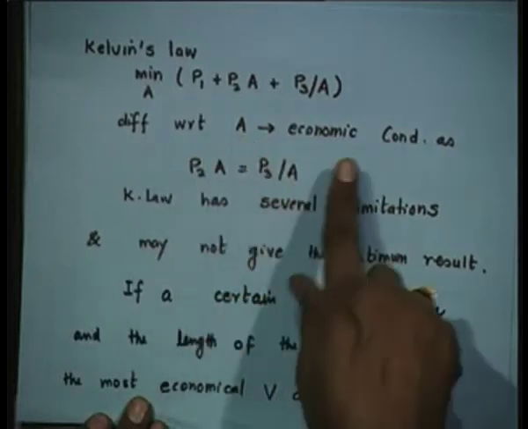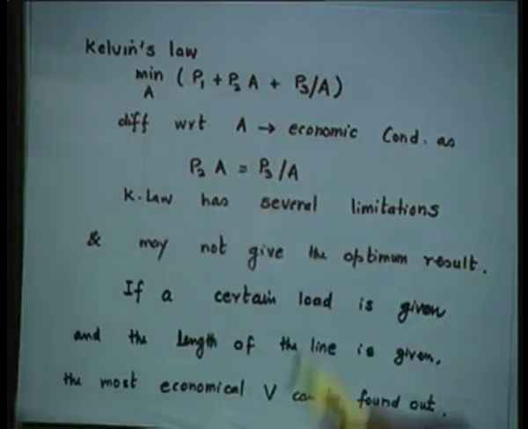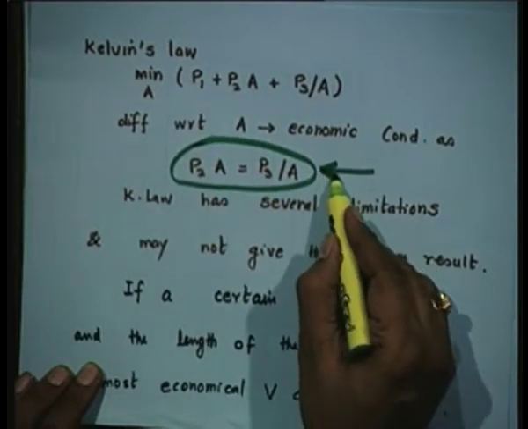The method which we are following here is an age old method of calculus, that the first derivative should be 0, and that will give you optima. And if you have to worry whether it is a minima or maxima, examine the second derivative. If it is minus, maxima; if it is plus, minima. So, if you differentiate this equation with respect to A, we get the economic condition as P2A is equal to P3 by. This is the condition you obtain. This you can do at home. It is a very simple calculation, and you get this answer.